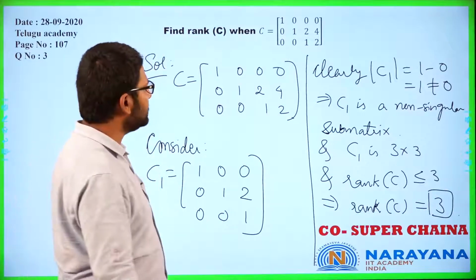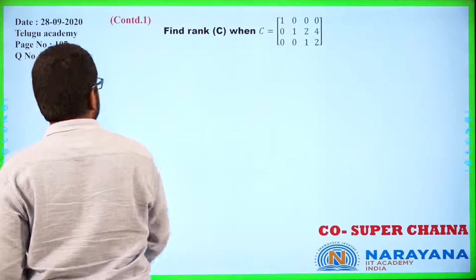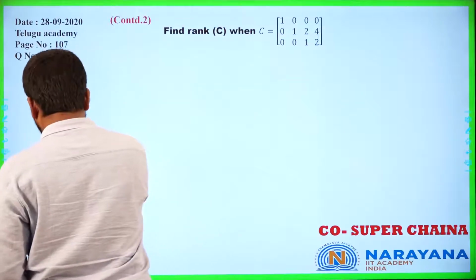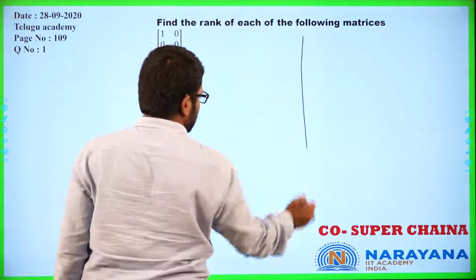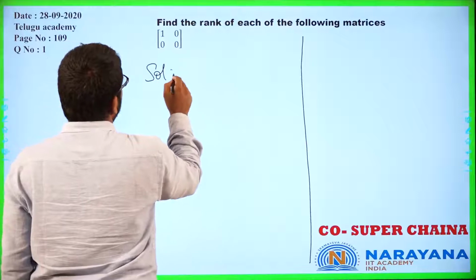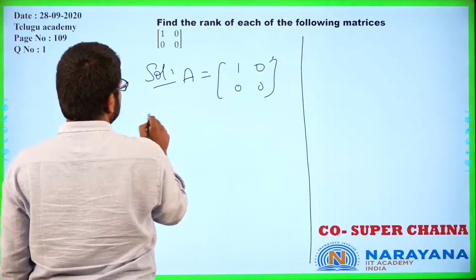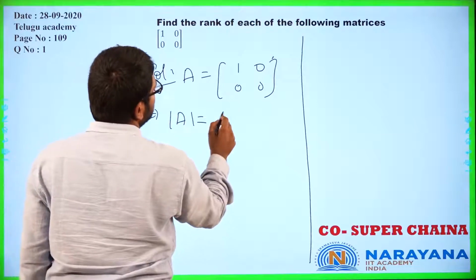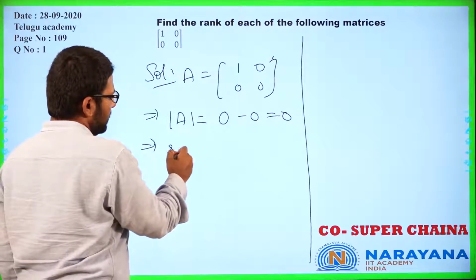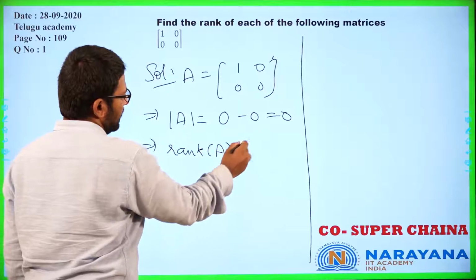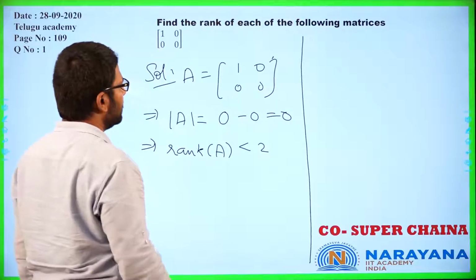Correct? Yes? Shall we proceed then? Alright, let us do that. Find the rank of each of the following matrices. Alright, rank of this matrix. A is 1, 0, 0, 0. If A is this, then what is mod A? Mod A is 0 minus 0, 0. Now if mod A is 0, which means rank of A is clearly less than 2. Its order is 2, therefore rank is clearly less than 2.